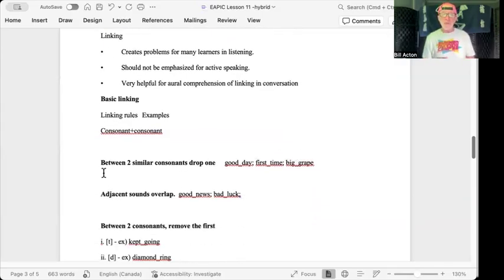So in the first one, between two similar consonants, drop one. When you got two D, like good day, first time, big game, you drop the first one, right? So what you do is it's good day, good day, good day. You make a circle and then you put the D back over here. Same like the first time. First time, first time. Get a really tight circle. That's why we call it quick circle.